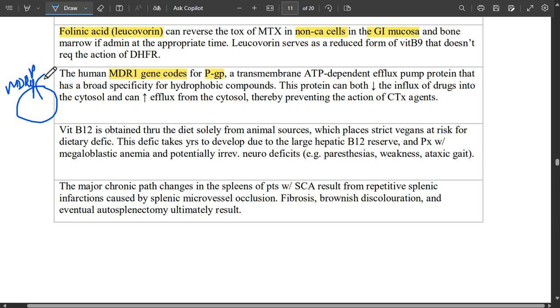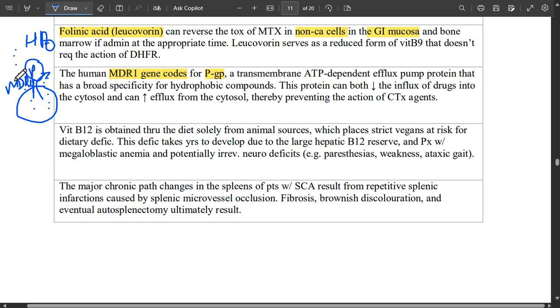It causes the efflux of substances from inside the cell, and it has a broad specificity for hydrophobic compounds. So not hydrophilic but hydrophobic compounds. This protein can decrease the influx of drugs into the cytosol. If any drug enters the cell, it can efflux it outside, therefore reducing the total concentration inside the cell, thereby preventing the action of chemotherapy agents.